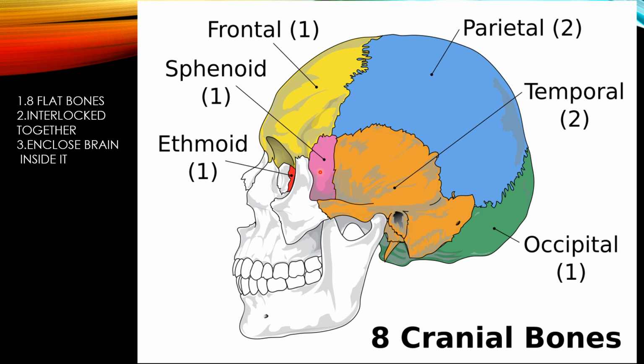So what are the bones? Let's see the names of the bones that make up the cranial bones. These are the frontal, sphenoid bone, ethmoid bone. This is the parietal bone. On the side is the temporal and at the back is the occipital.